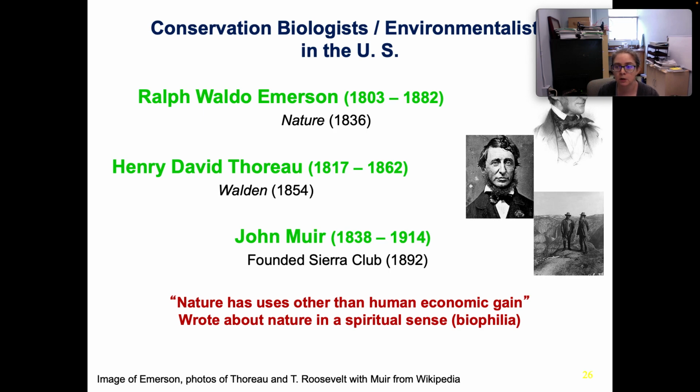And then finally, John Muir was famous for going on these long romantic walks through Yosemite, and was a founding member of the Sierra Club, and a big reason that Yosemite National Park became protected. These people were interested in the spiritual aspects of nature and of preserving nature for nature's own sake and for the beauty of it. So here we can see nature has uses other than human economic gain, and they talk about the need of people for wilderness and for being exposed to nature. Very romantic ideas.